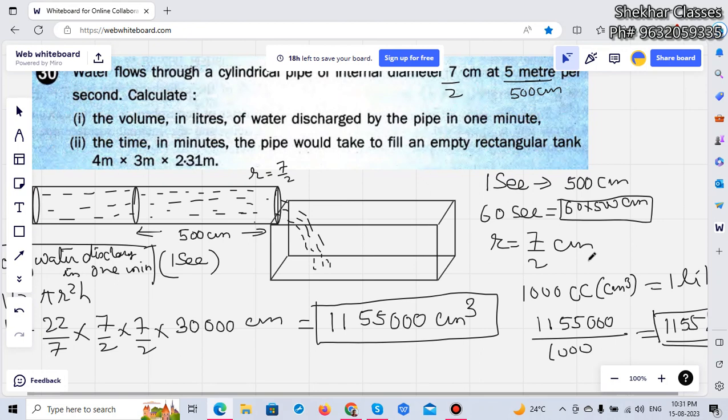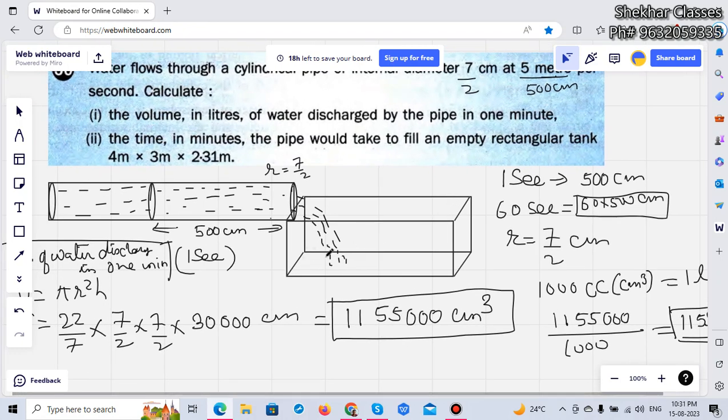Now the next question in it is the time in minutes the pipe would fill up the tank here. So first of all, we will find out what is the volume of this tank. So this is 4 meter, right? So we'll write here 400 centimeter, 3 meter, 300 centimeter, height is 200, this is 231 centimeter. Is that okay? So everything in centimeter, you have to write all of these in proper unit, otherwise there will be a problem in it, right?